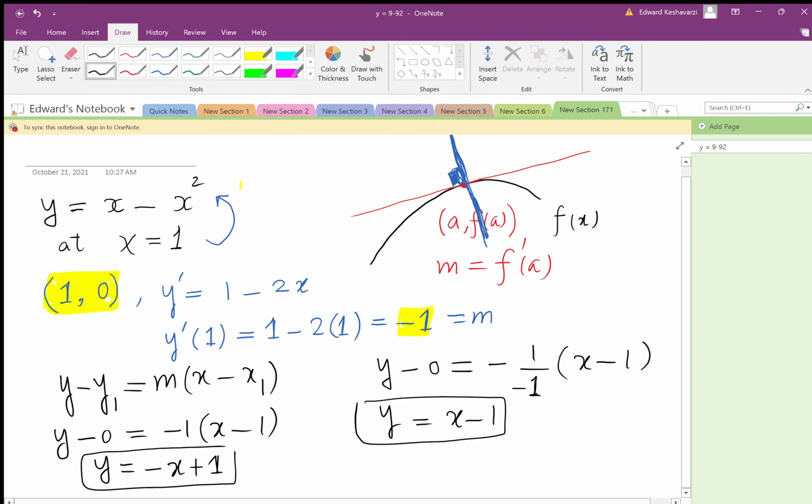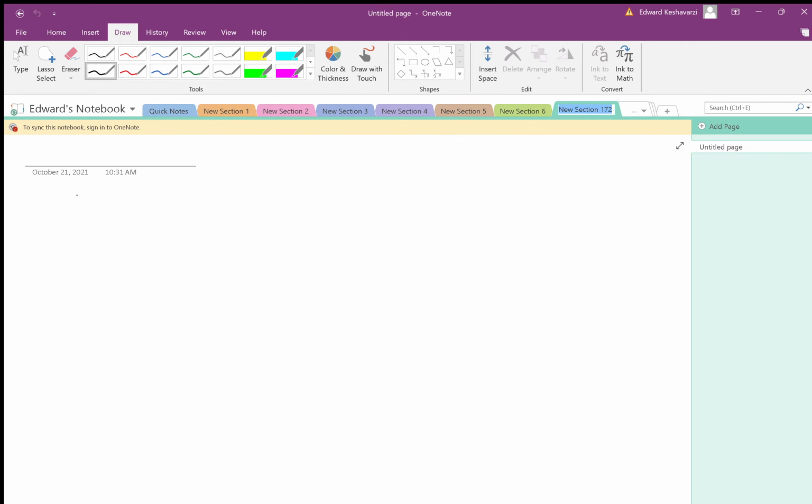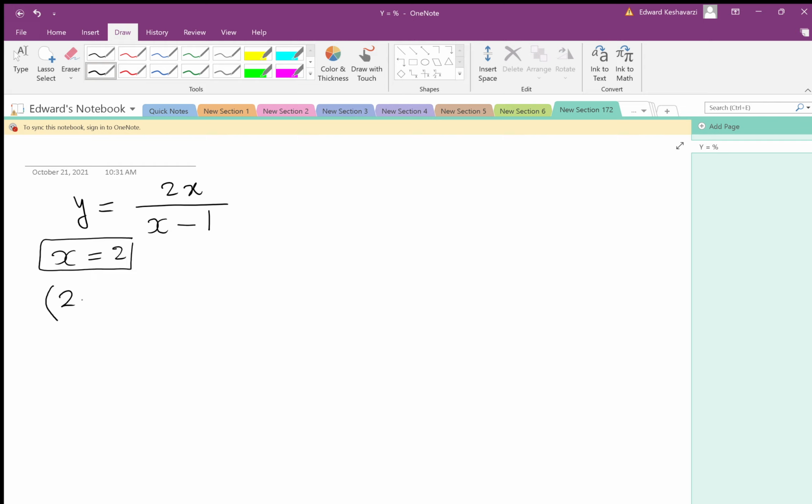I'm going to give you another example. So suppose that y equals 2x over x minus 1. We are going to write the equation of tangent line and normal line at x equals 2. So once x is 2, y would be 2 times 2 over 2 minus 1, which is 4.